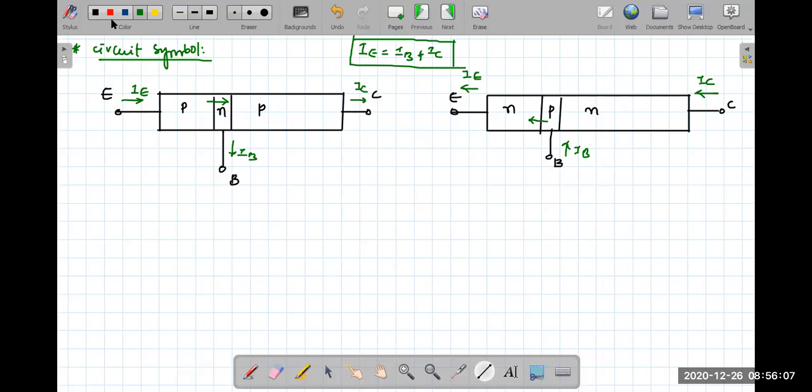Now coming to the symbol, it is represented in this manner. It need not be proportionate.